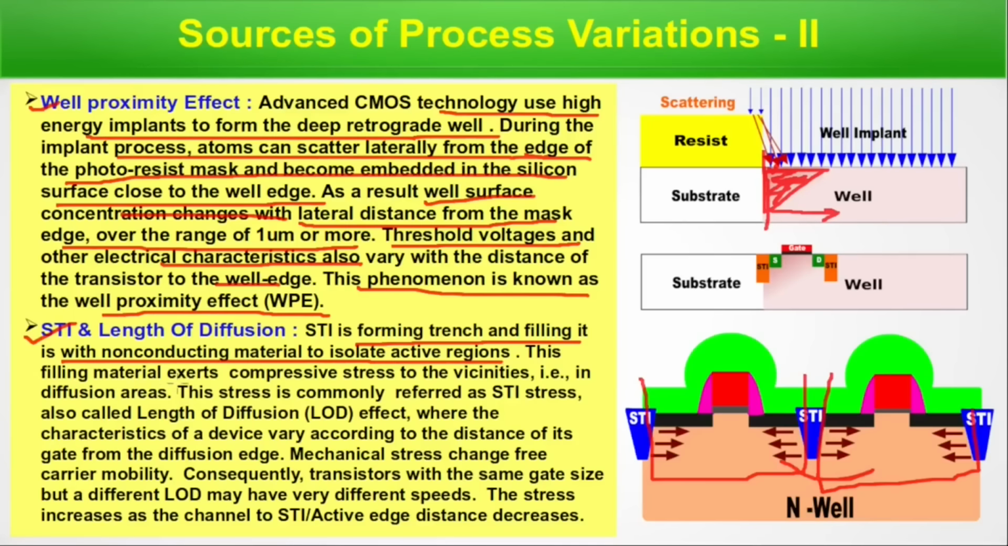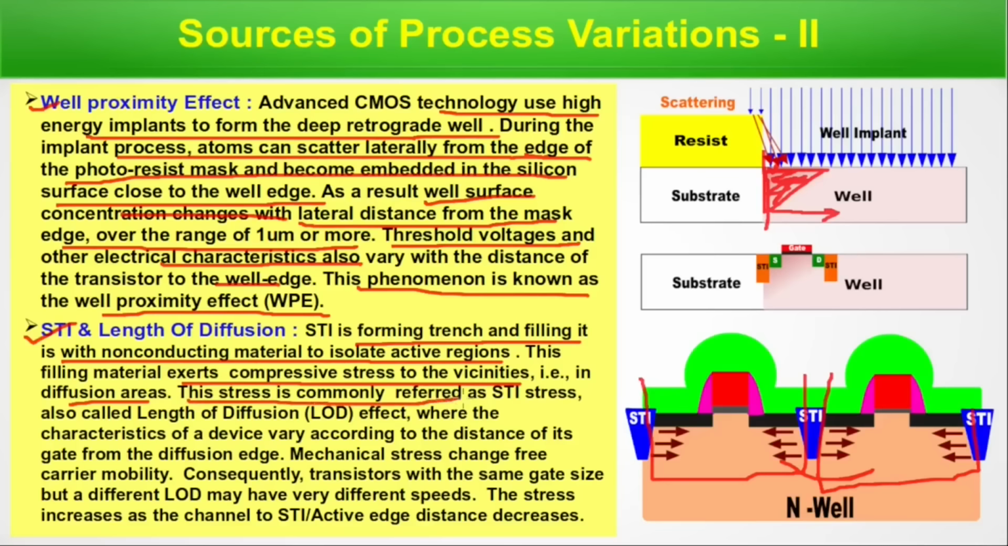These filling materials exert compressive stress to the vicinities. Compress this area. Tensile stress or compressive stress can change the mobility in silicon. So that is basically mechanical strain. Mechanical stress is there. So this filling material exerts compressive stress to the vicinity, that is, in diffusion areas. In diffusion areas they give stress.